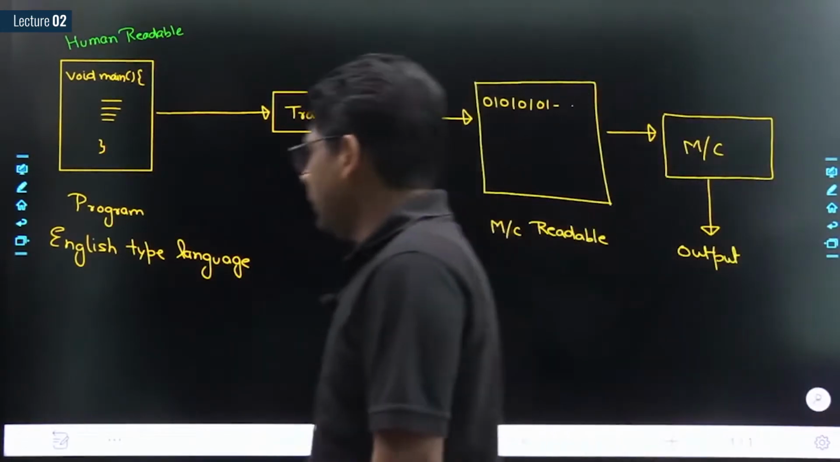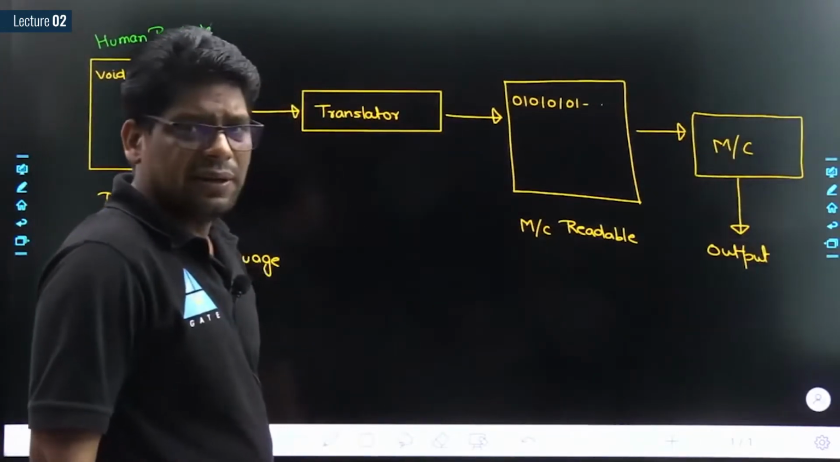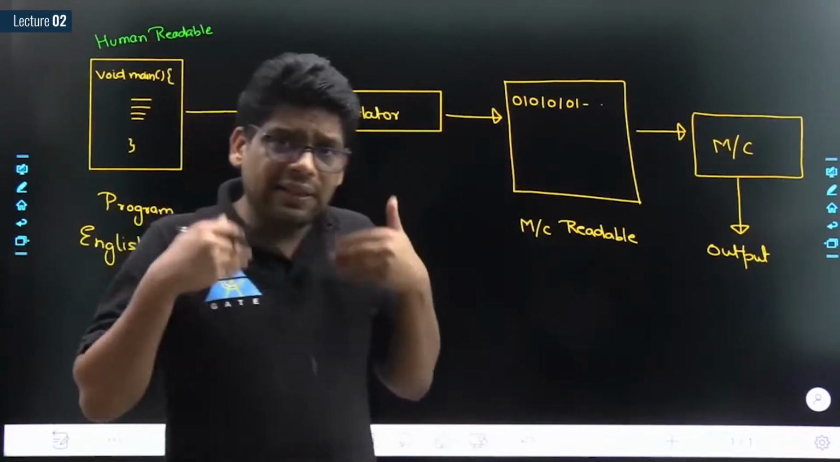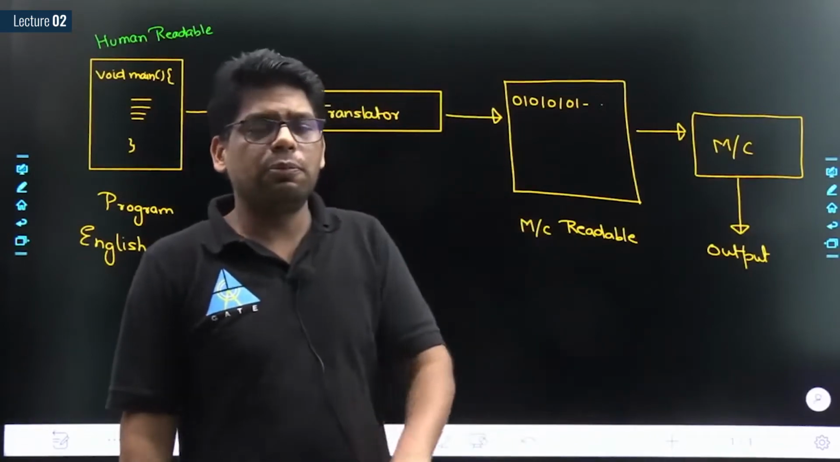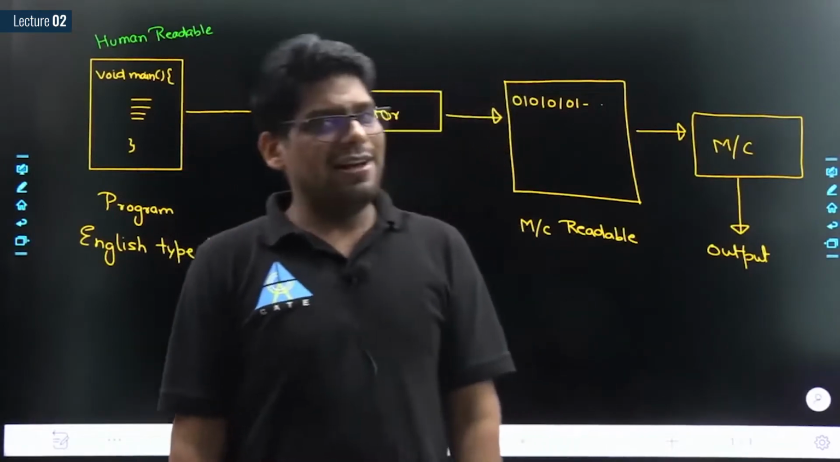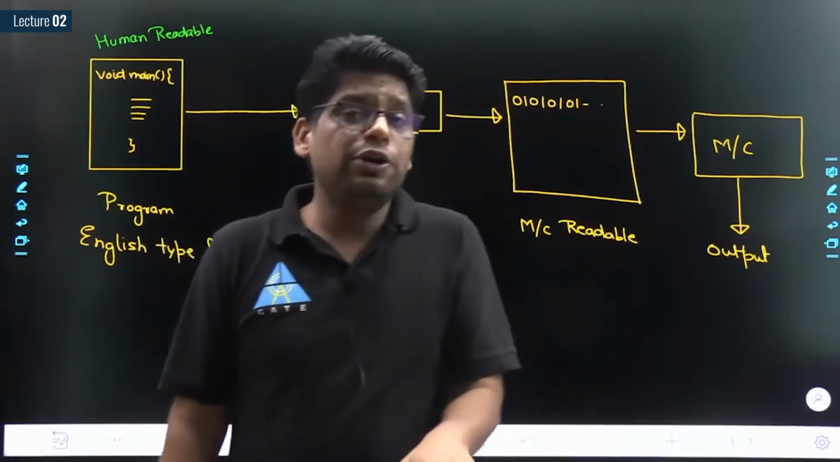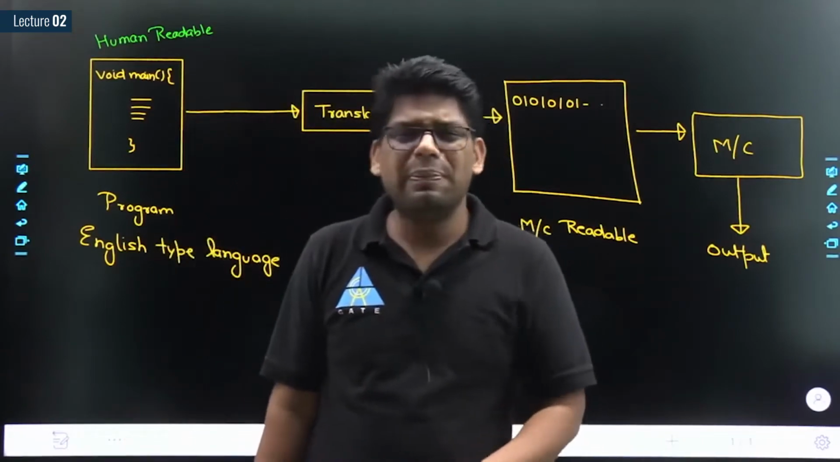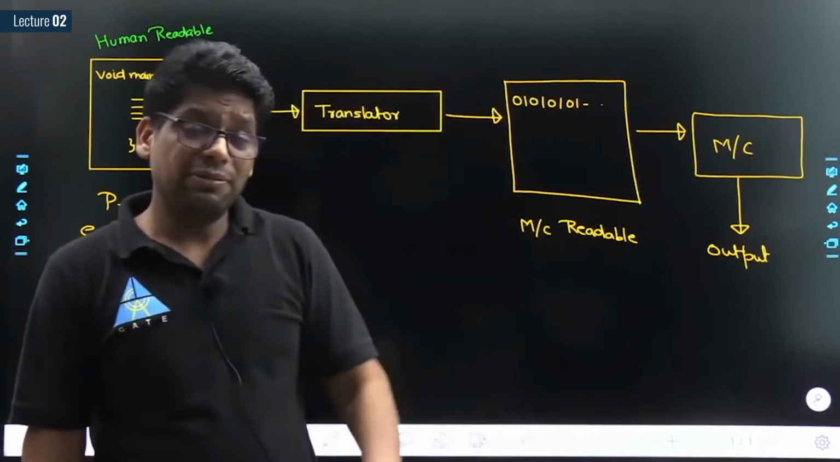Okay, sir. See, now there is one question, sir. You are saying that this is machine readable. Then why are human beings writing programs in a programming language? Why are we not writing the program in zeros and ones? Sir, are we able to write a program in machine readable format? Yes, of course, but that will be the most tedious task.